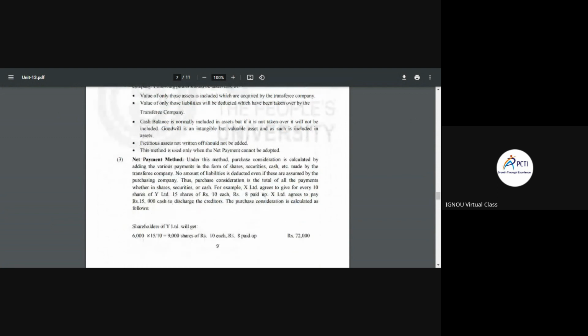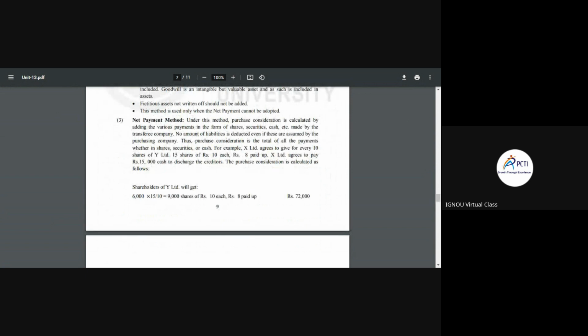Next one is the net payment method. This method is for calculation by adding the various payments in the form of shares, securities, and cash made by the transferee company. Then no amount of liabilities is deducted, even if these are assumed by the purchasing company. Then purchase consideration is the total of all the payments, whether in shares, securities, or cash.